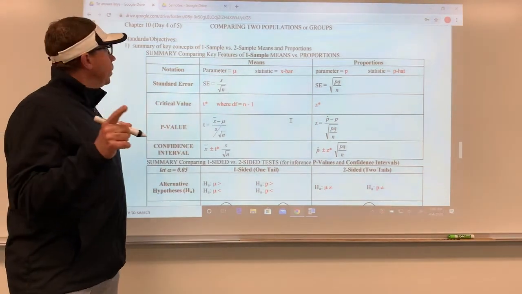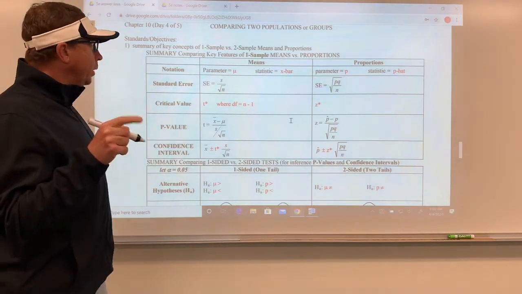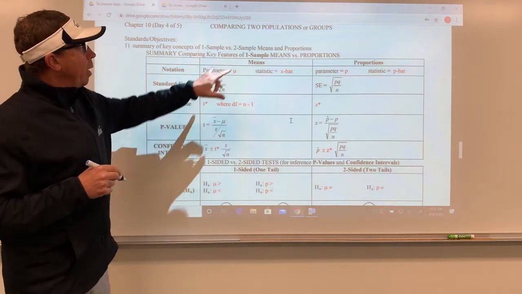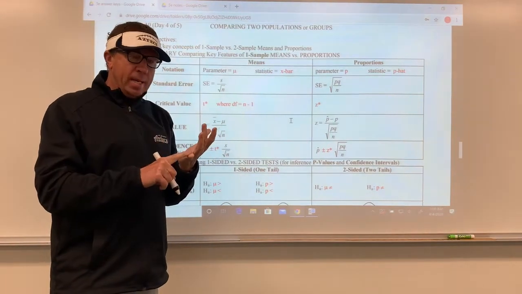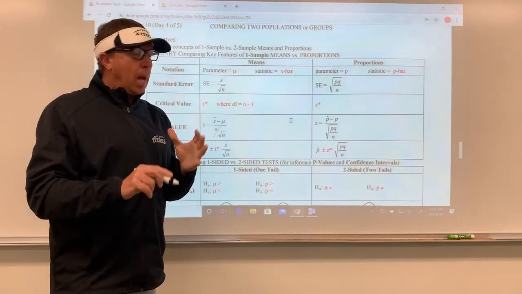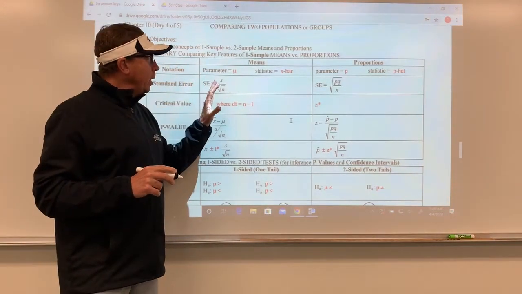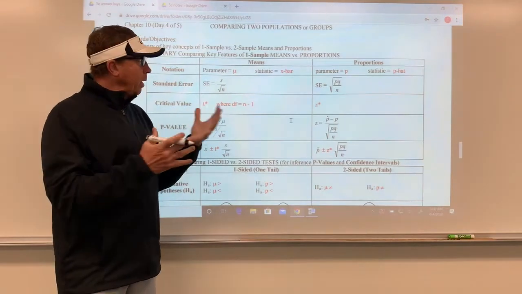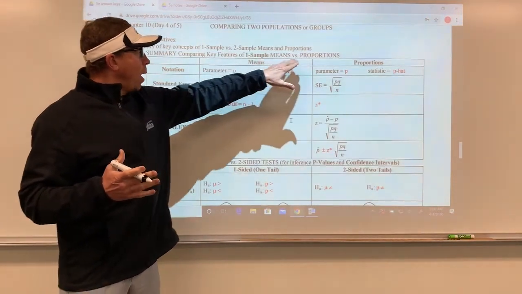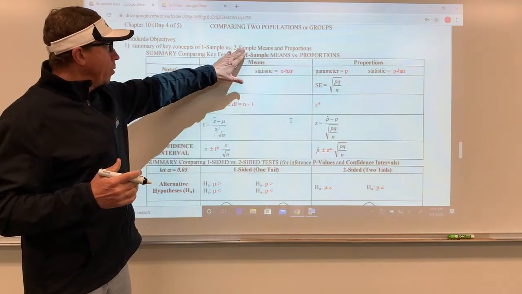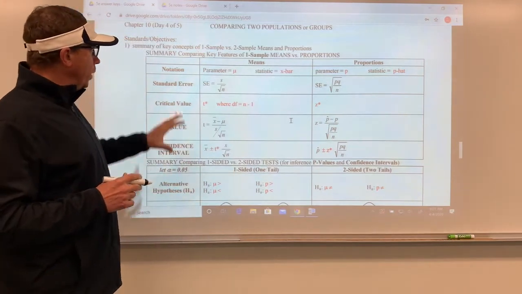All right, welcome to chapter 10, day 4. And this chapter is on comparing two populations or groups with a mean and a proportion. But I'm going to spend a little bit of time going over the differences and similarities between one sample means and one sample proportions with two sample means and two sample proportions. I think that's important to do in this chart.